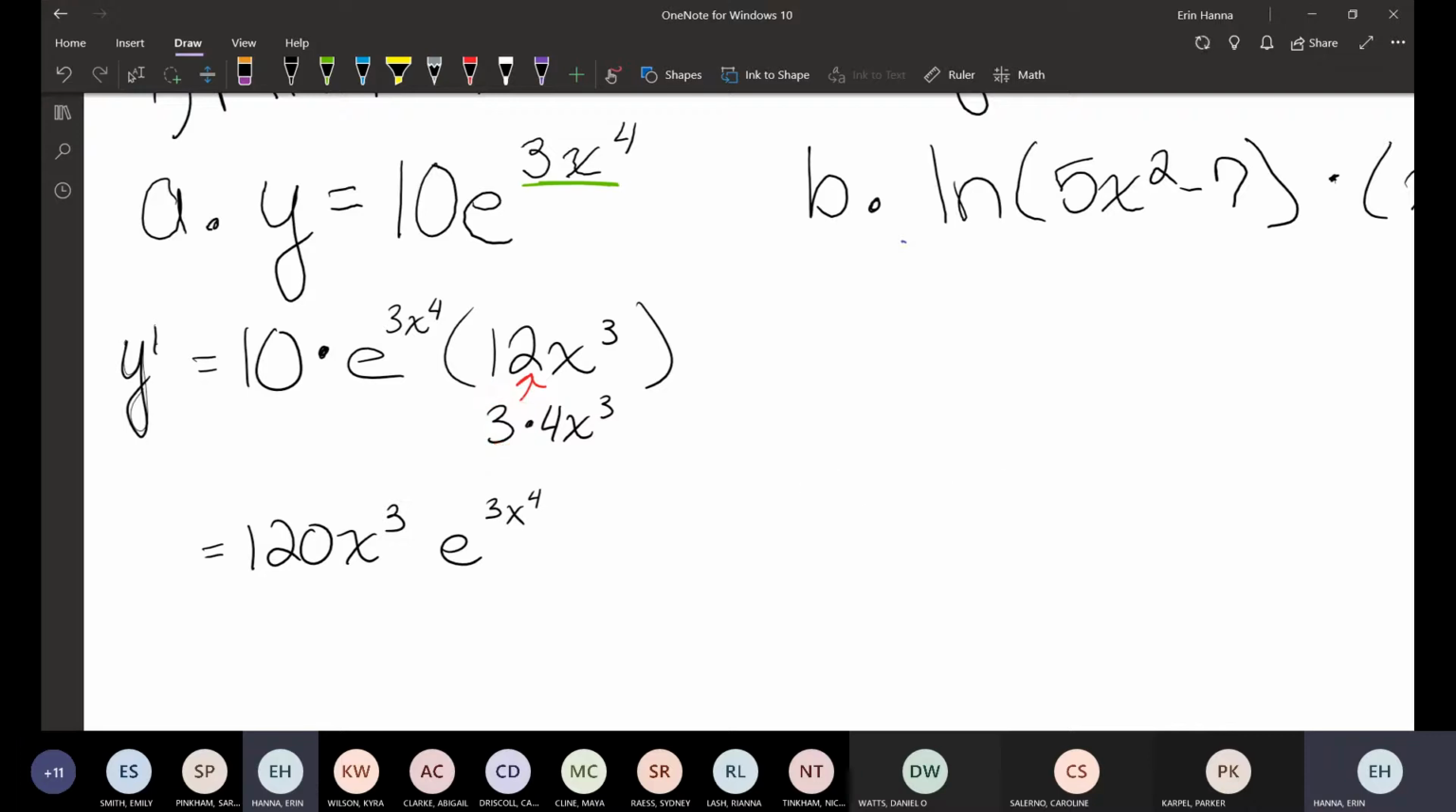So that comes from part of the derivative of the inside piece. So this inside function here is the 3x to the 4th. So when I take the derivative of x to the 4th, I bring the power down and subtract 1 from the power. So the 4 minus 1 gives where that cubed comes from. It comes from the derivative of x to the 4th.